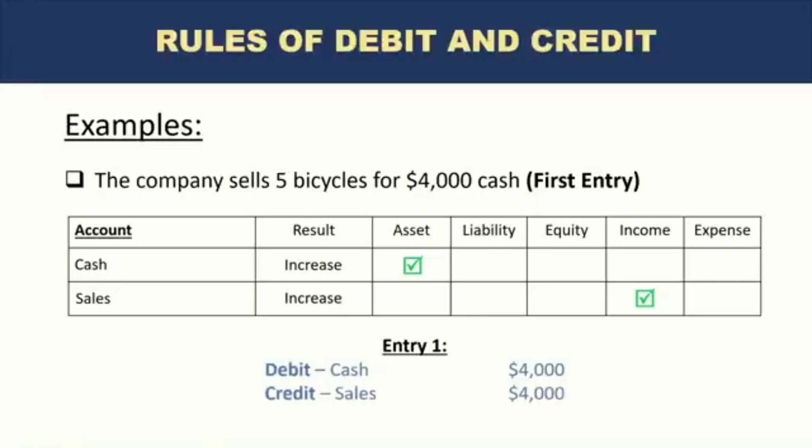Remember again the rules of debit and credit. When liability, equity, and income increase, there is a credit. When liability, equity, and income decrease, there is a debit. On the other hand, when asset and expense increase, there is a debit. And when asset and expense decrease, there is a credit. The rules of debit and credit always apply.